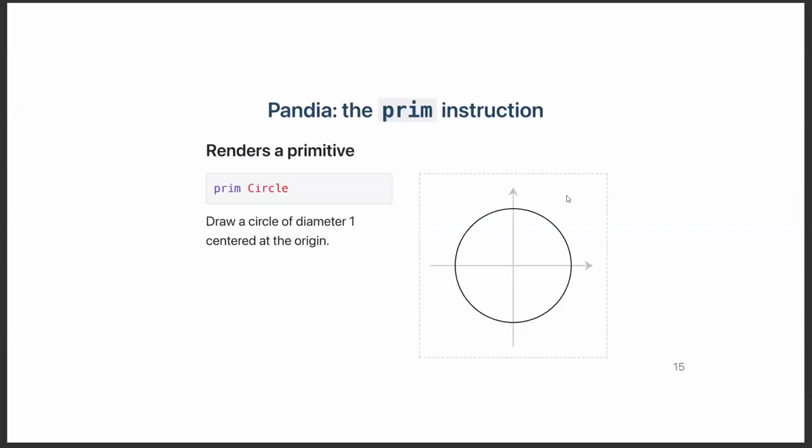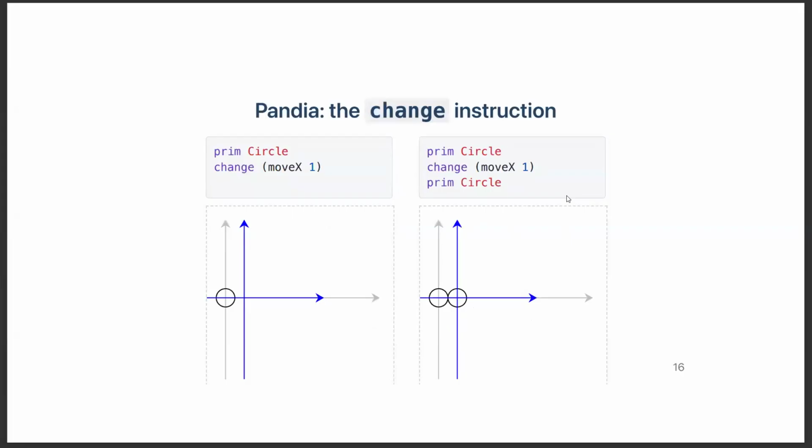The primitive instruction allows to render a primitive. So here we just tell the turtle to draw a circle where it is, which is at the origin, and this circle has by default a diameter of 1. The state change instruction tells the turtle to change its state. And here we tell the turtle to move right. So on the image of the left, you see the turtle moving right. And then on the image of the right, we add a second circle where the turtle went. Okay?